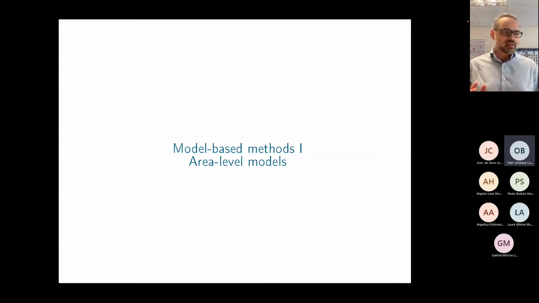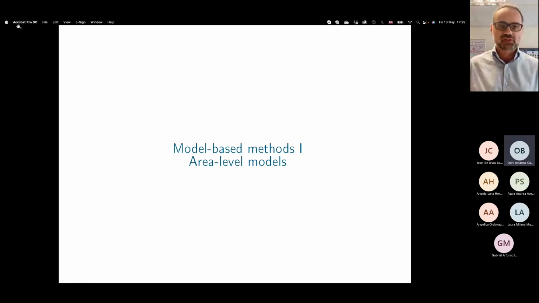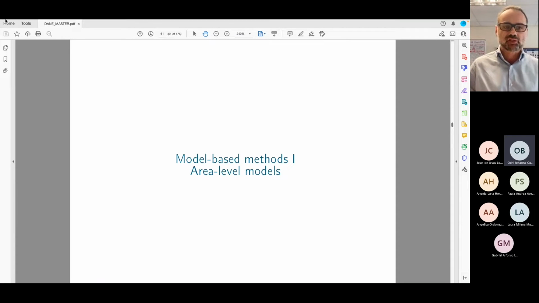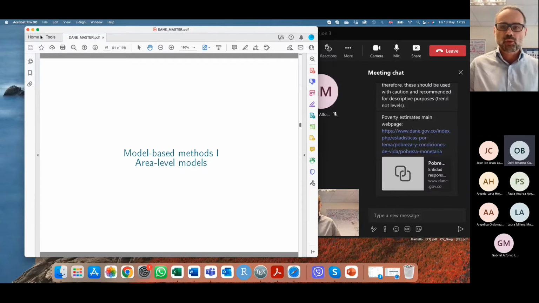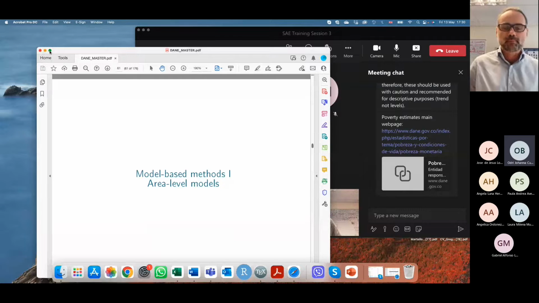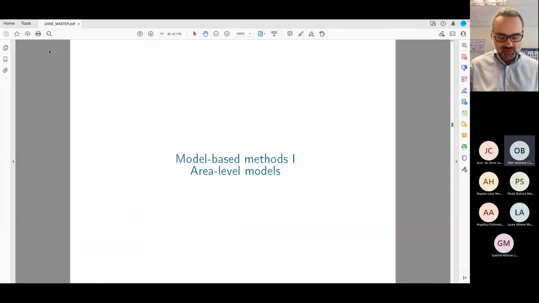One thing I wanted to say is that we're going to see a snapshot of methods. So we're going to see a number of methods around area level models. It's inevitable that we will not be able to cover the entire literature, because effectively that's a vast literature, but hopefully that will give you quite a good starting point in terms of starting to think how these models can be used.